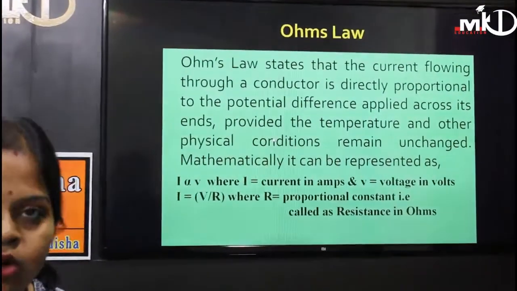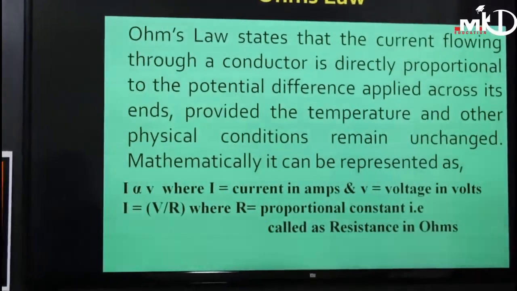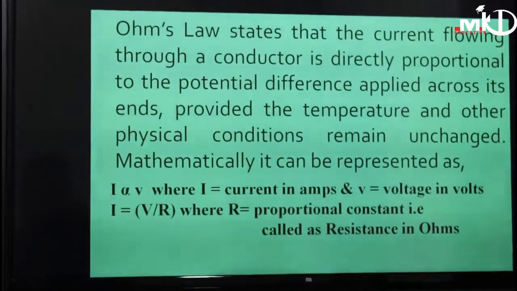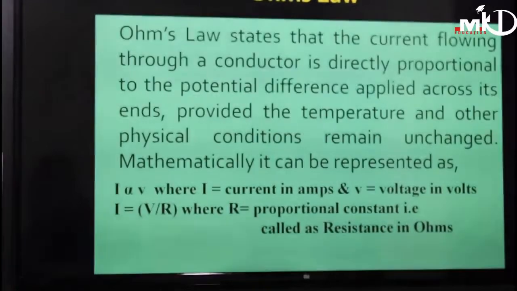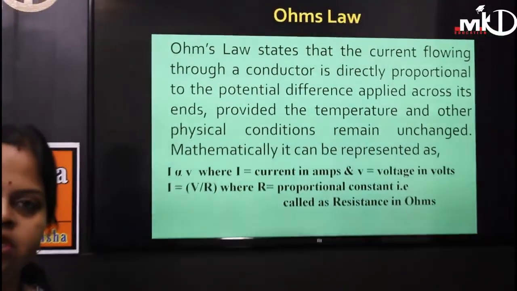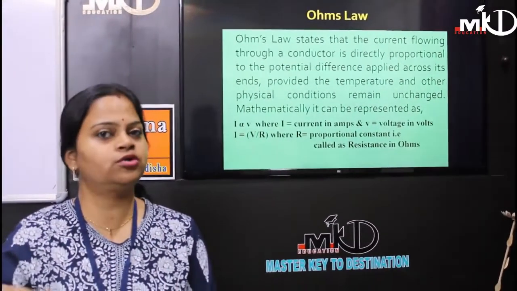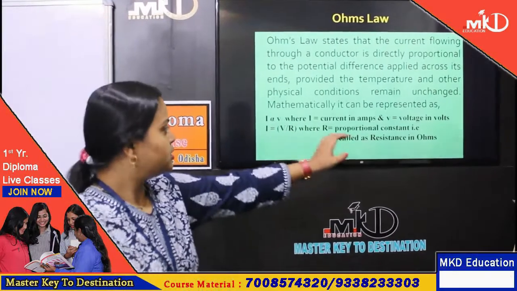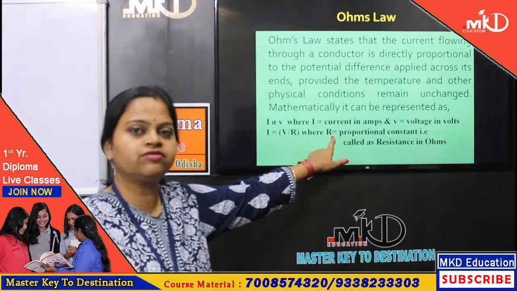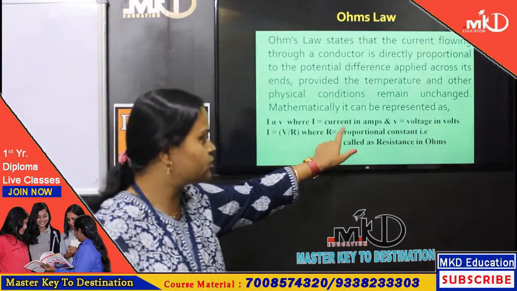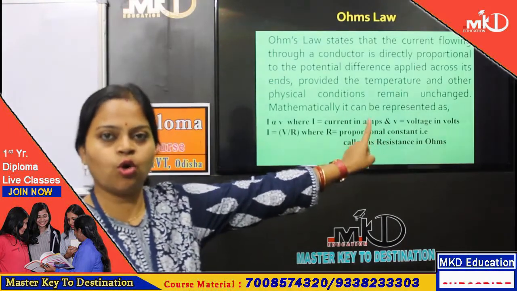Ohm's law is simply a relation of voltage with current. If you take one closed circuit with one resistance and one constant voltage source, then in that circuit V is proportional to I. Voltage is directly proportional to current, and the constant of proportionality is R, so V is equal to I into R, where R is known as the circuit resistance, and the unit is ohm.